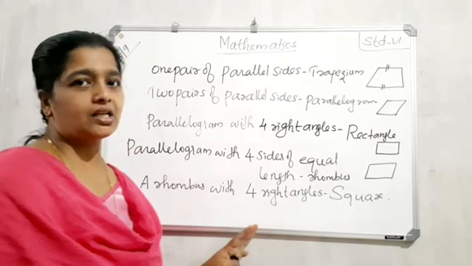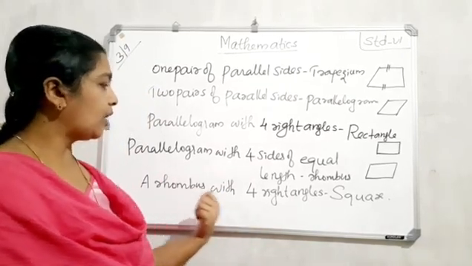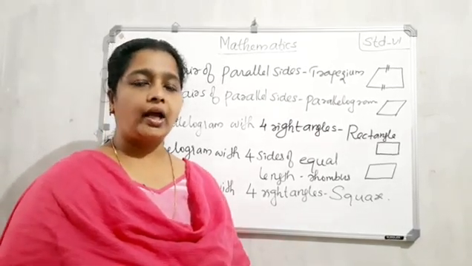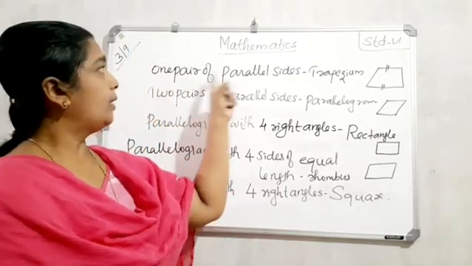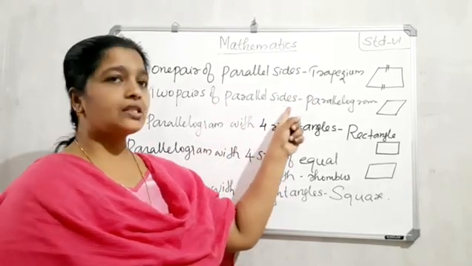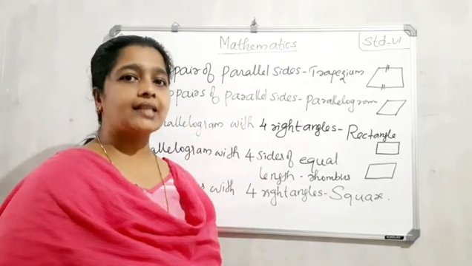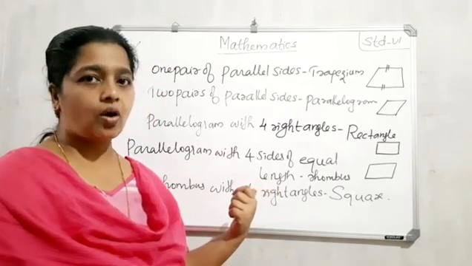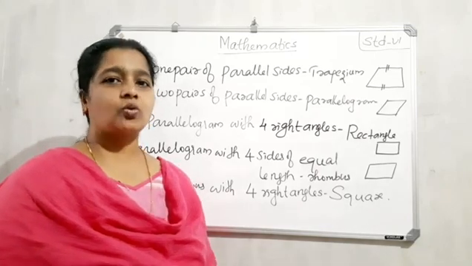Fill-in-the-blanks questions only, you don't need to study that one deeply. Next, a rhombus with four right angles, you know, is a square. Square means four sides of equal length. Clear? So, one pair of parallel sides, the answer is trapezium. Two pairs of parallel sides is known as parallelogram. Parallelogram with four right angles is known as rectangle. Parallelogram with four sides of equal length is known as rhombus. And the last one, a rhombus with four right angles is known as square.